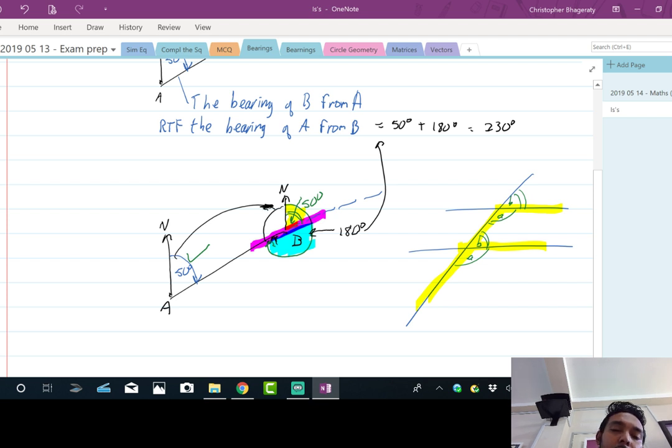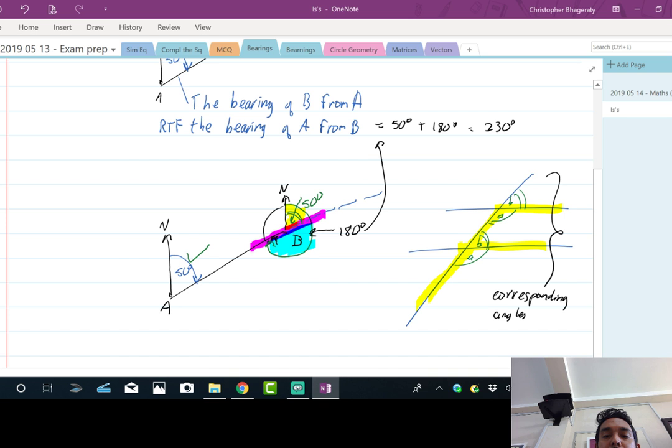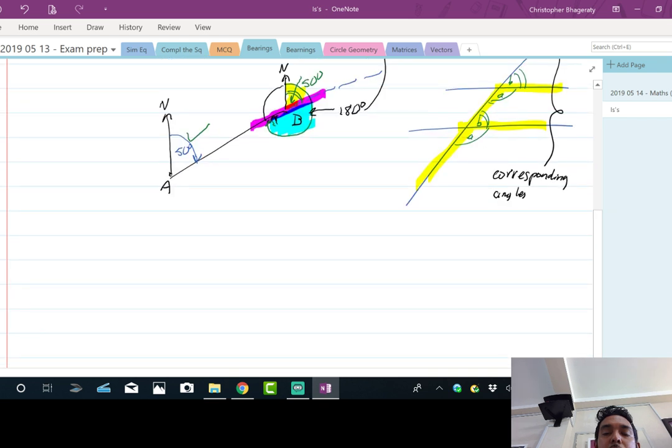Well, what does it mean? Because I keep thinking it's corresponding with this. No, they're not corresponding. These are corresponding angles here. Right, so corresponding angles, also known as F angles. Okay, right, so that's the first example.